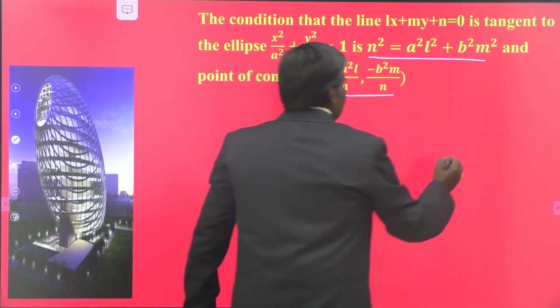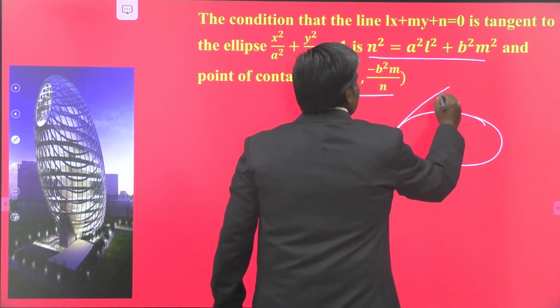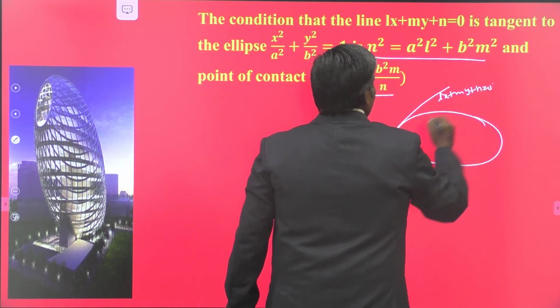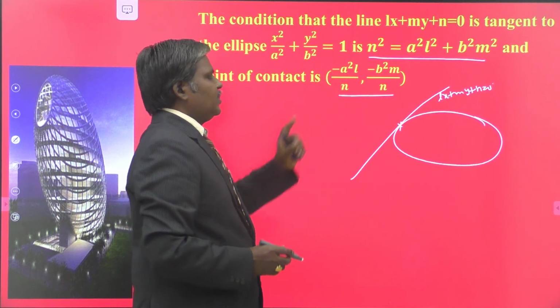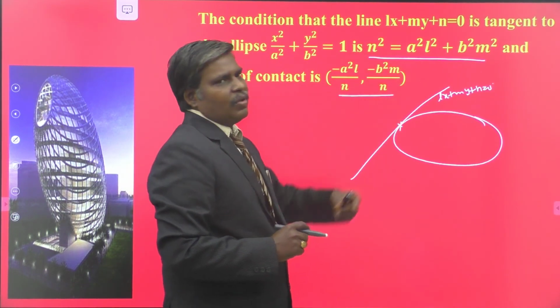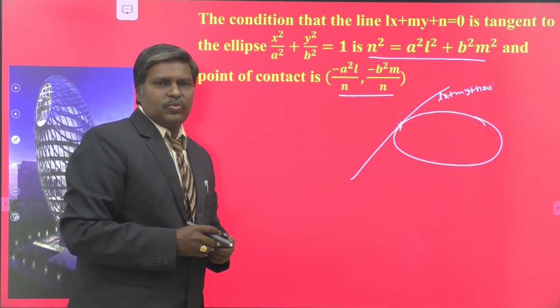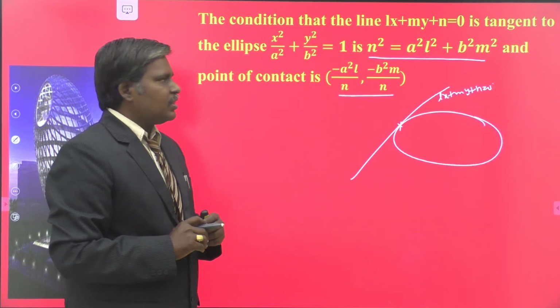So this is my ellipse, and this is the given line Lx + my + n = 0. The condition that the line is tangent to the ellipse is that one. There are so many methods. Convert that line into the form y = mx + c and apply c² = a²m² + b². We obtain the condition. That is one thing.